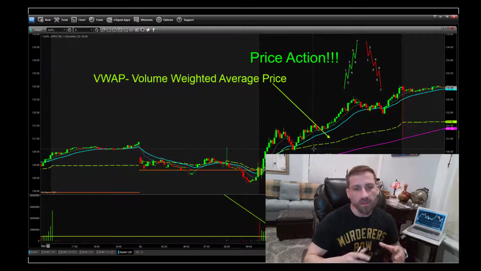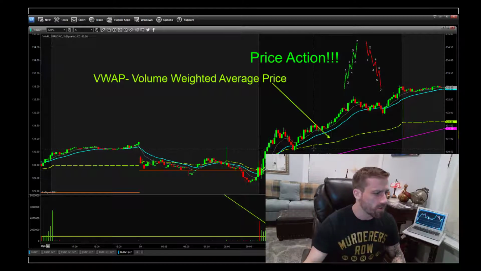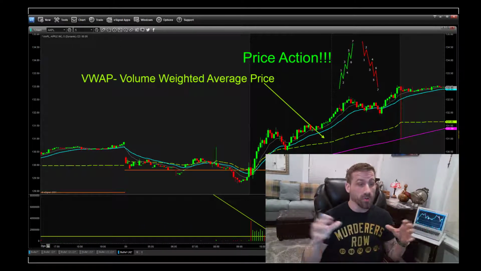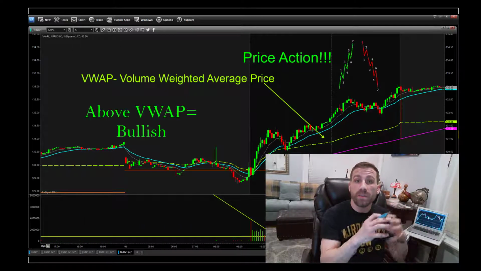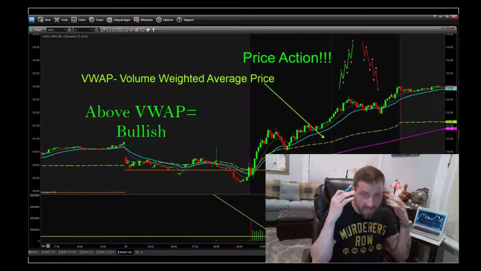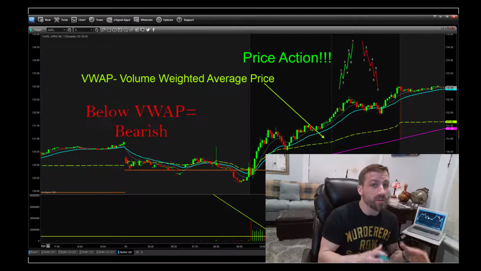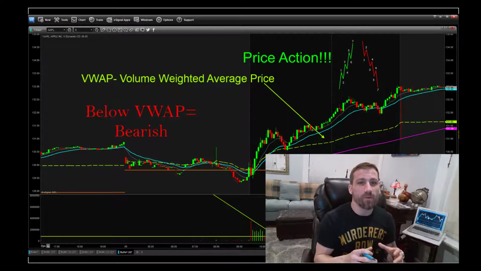So, that's how VWAP works. Very, very straightforward though. If you look on the chart here, it's very easy to see. Just straight up, if it's above VWAP, we consider it bullish, meaning we think it's going to continue to increase in price. But if it's below VWAP, then we're going to say to ourselves, okay, it's bearish. It might keep going down here.